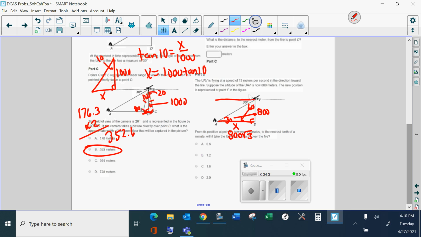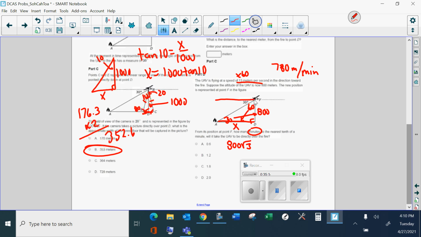Okay, 13 meters per second. Okay, so notice, it says how many minutes to the nearest tenth of a minute will it take the UAV to be directly over it. So if it's going 13 meters per second, and we need to convert to minutes, that's times 60. All right. So 60 times 13 is 780 meters per minute. Okay, so you can go 780 meters per minute.